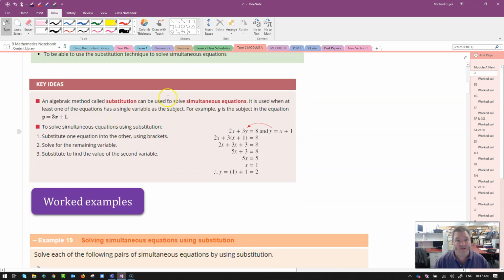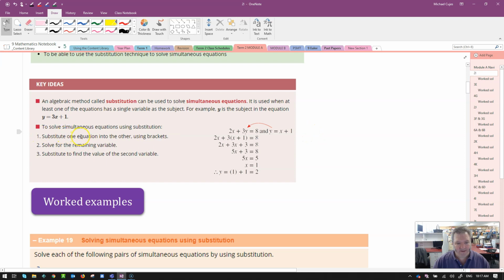And so the first method we're going to do is substitution. We've done substitution before, where we replace a letter with a number and we work out the answer. This time we're going to replace a letter with another expression containing the same letter. Here's an example. We've got 2x plus 3y equals 8, and a second equation, y equals x plus 1. To find the values that are going to make both equations true at once, I take this right-hand expression. See how y is equal to x plus 1? I'm going to replace the y in the first equation with the x plus 1, and then we can go ahead and solve it from there.